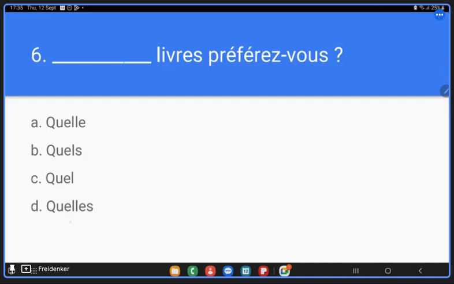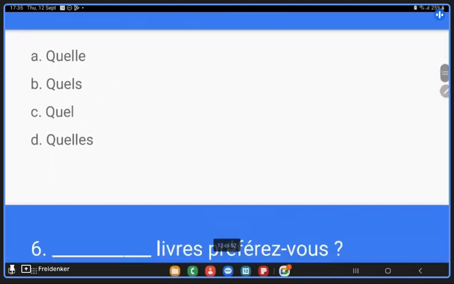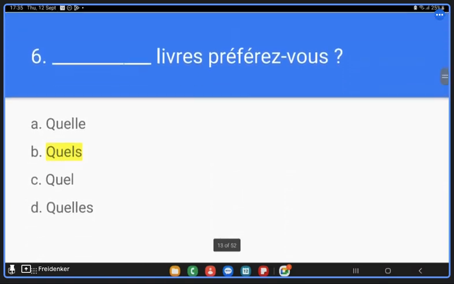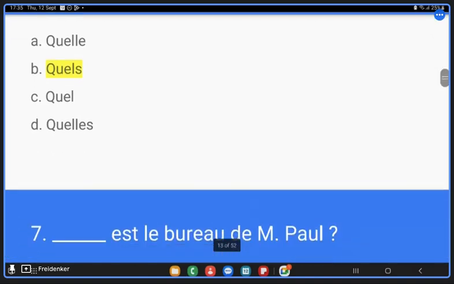Some people might go for option D, but livre is masculine. How do I know? You're supposed to remember that. Despite ending with an E, it is masculine. Which books do you prefer? It'll be option B. Yes, quel livre préférez-vous? Préférer is another ER verb. You might want to know its conjugation. It's just an ER verb, so you'll have to note that down as well. It's a verb, so you'll need to know how to conjugate it.